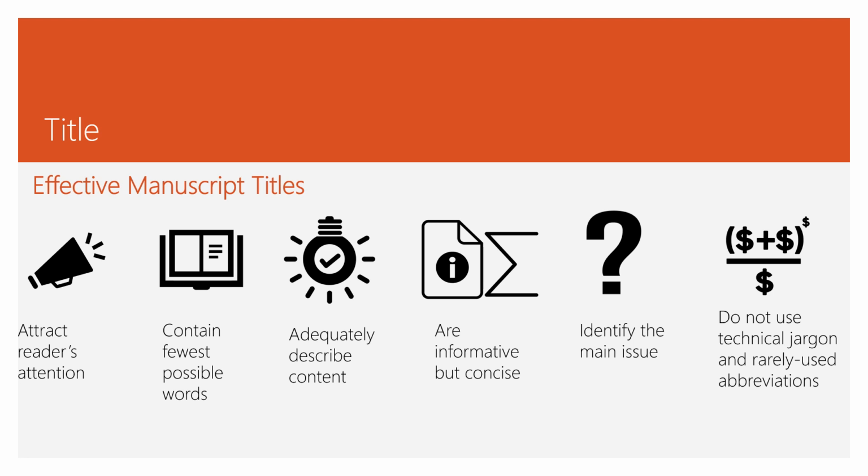So the first section is the title. Effective manuscript titles should be concise and informative, and should show the results or identify the main issue of your research article. Mostly the title must attract the reader's attention, and it should not use technical words or rarely used abbreviations.